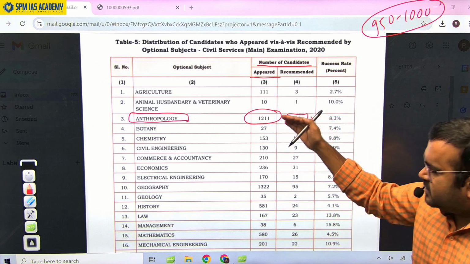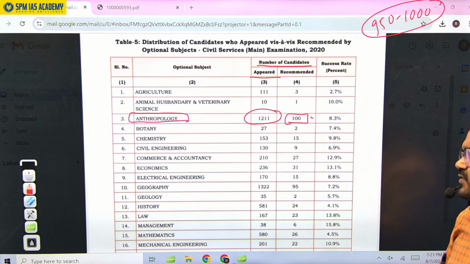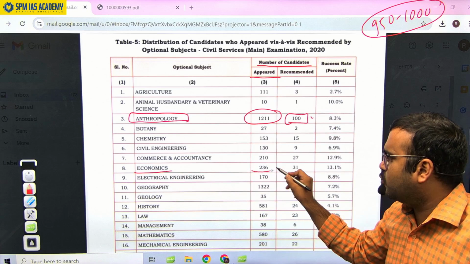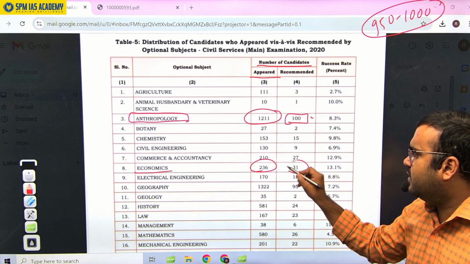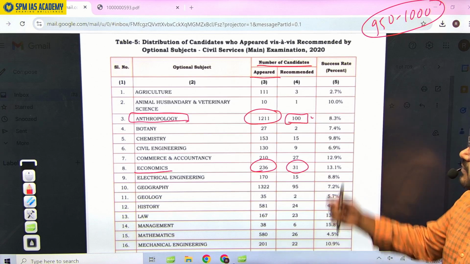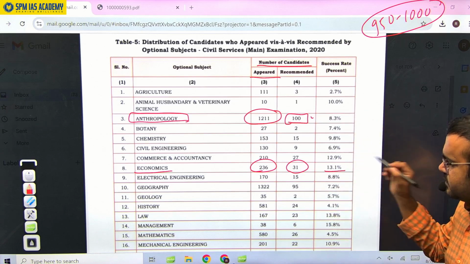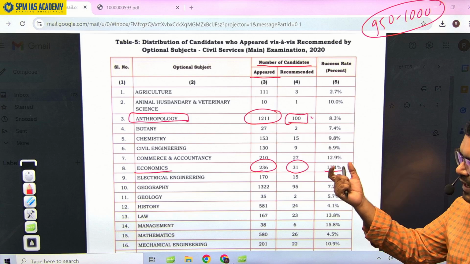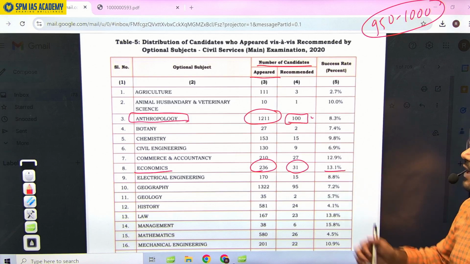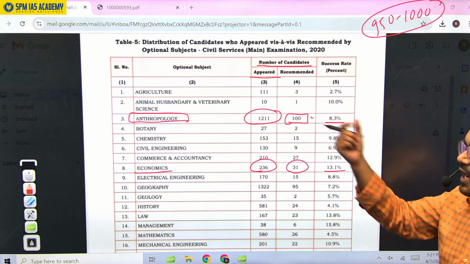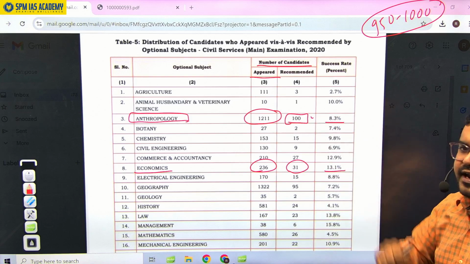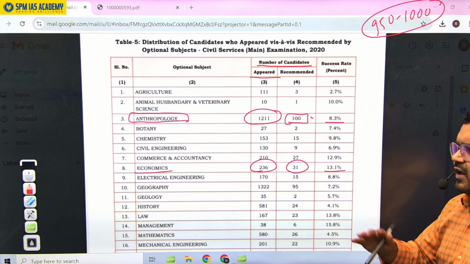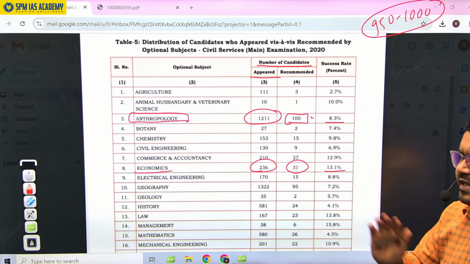Similarly, the other popular subjects such as economics, where 236 students have appeared and 31 have been selected. And here you will see the difference: 13% of the students from economics are selected, while anthropology, despite having 100 selections, is somewhere around 8 to 9%, right? This data is roughly the same on a year basis, more or less.